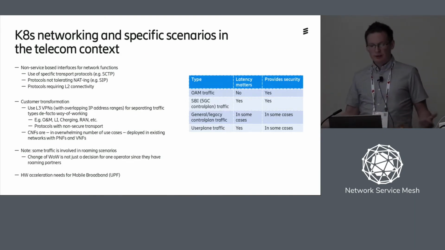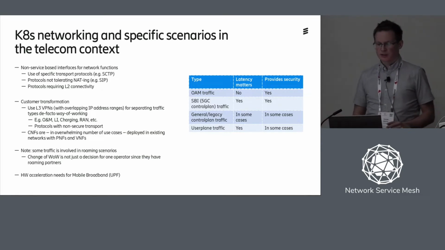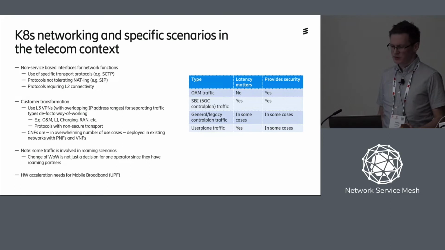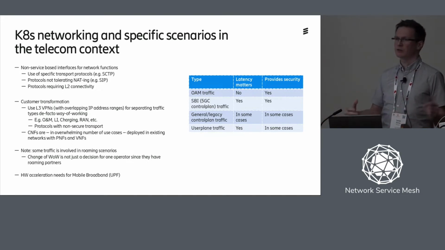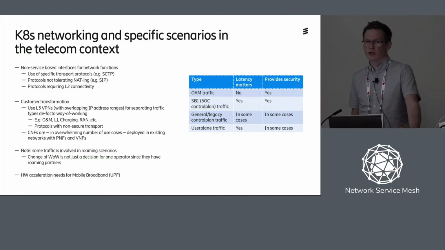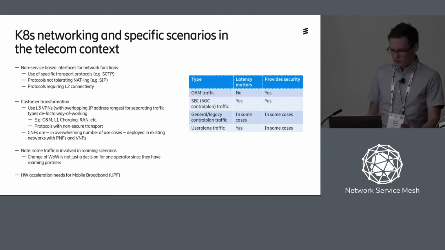So looking a little bit at the use cases, you see a nice table, and that table is trying to summarize the different kinds of traffic that we have in a 5G setting and classify them depending on whether latency matters for those use cases and whether there is inherent security provided in the transport layer or somehow else for these protocols.